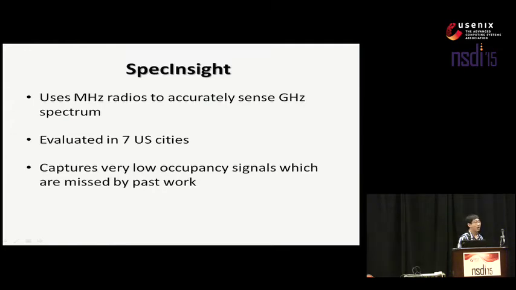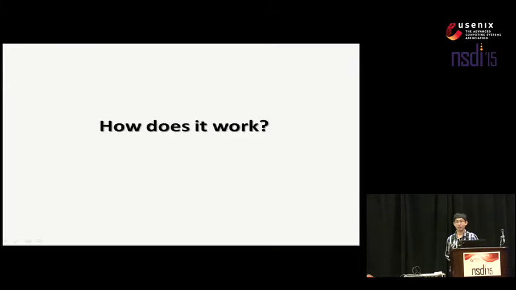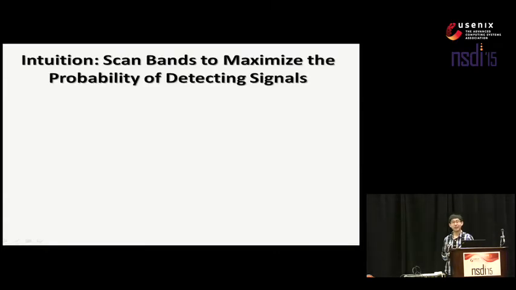With this, I'm going to tell you about our system, SpecInsight, which uses megahertz radios but accurately captures gigahertz spectrum. We evaluate SpecInsight in 7 US cities, and we show that it captures very low duty cycle signals that are missed by previous work. So how can we do this? How does SpecInsight work? The intuition we have is to scan bands strategically in a manner that maximizes the probability that we detect signals. Let me explain to you what I mean by this.